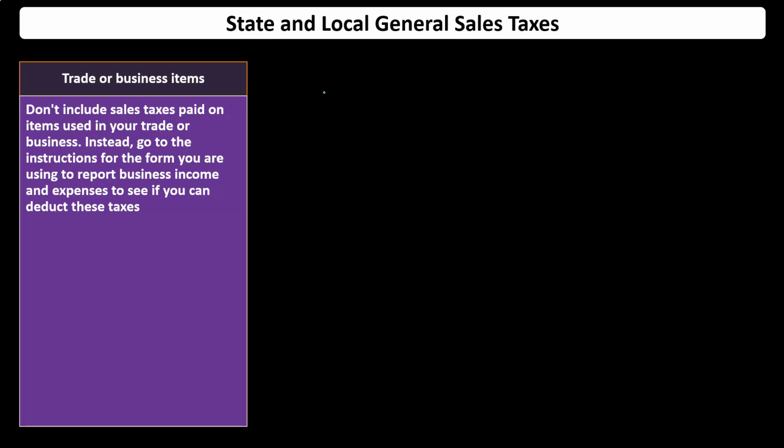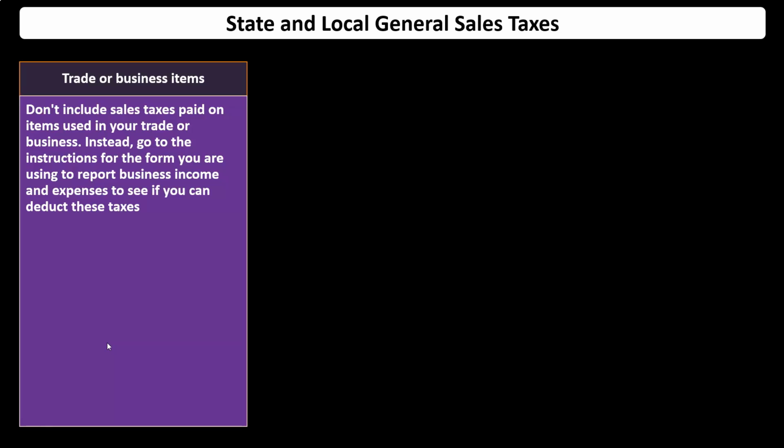State and local general sales tax, trade or business items. Don't include sales taxes paid on items used in your trade or business. Instead, go to the instructions for the form you are using to report business income and expenses to see if you can deduct these taxes.